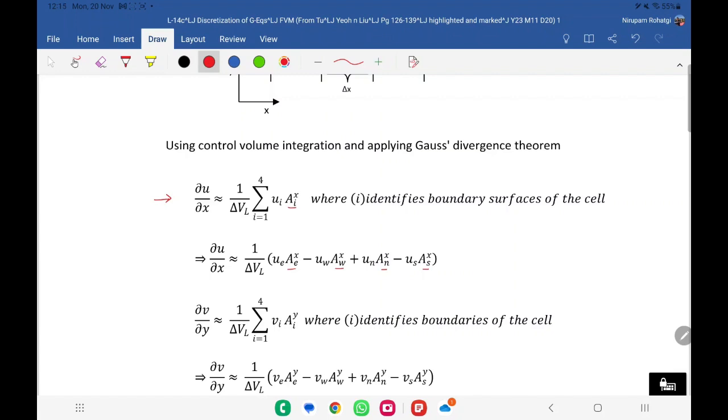Now you find that these surfaces, north and south, are horizontal. They have no component in the x direction. So these two terms will go away.